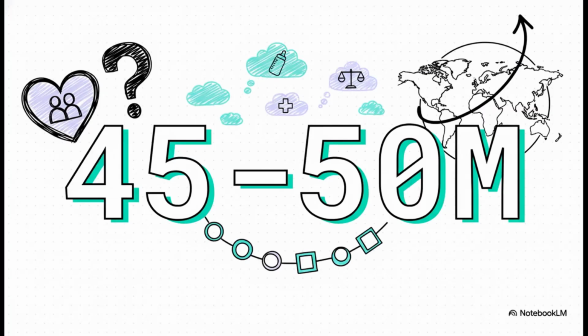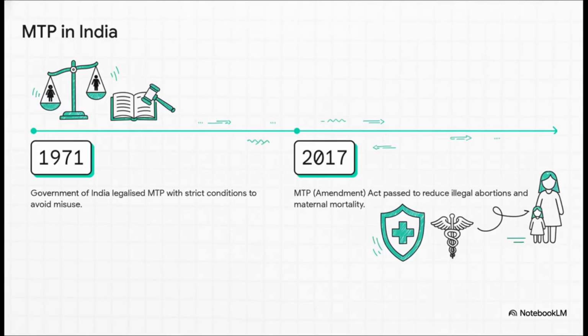To give you an idea of the scale of this, the textbook points out that an estimated 45 to 50 million MTPs are performed around the world every single year. That's a huge number. It works out to about 1 out of every 5 pregnancies, and whether it should be legal or not is still a massive debate in many places, filled with all sorts of emotional, ethical, and religious questions.